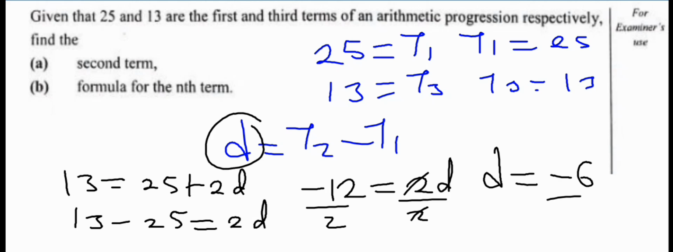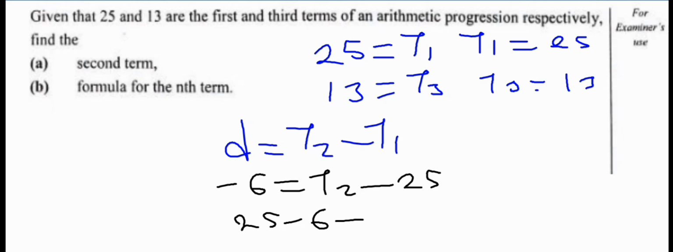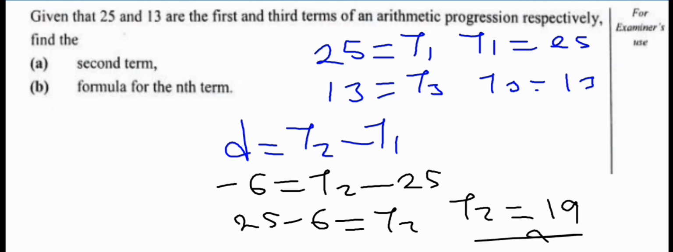So where we are having d here, we are going to put negative 6. Then term number 2 here we don't have. What about term number 1? Term number 1 we have, which is 25. So the common difference here is negative 6. Term number 2 we don't have. Then the first term here is 25. So when 25 crosses an equal sign, it is going to change to positive. So 25 minus 6 being equal to term number 2. Then term number 2 is going to be equal to 25 minus 6. We are going to get 19. So this is also the way of you answering term number 2. So there are 2 ways of you answering this question.